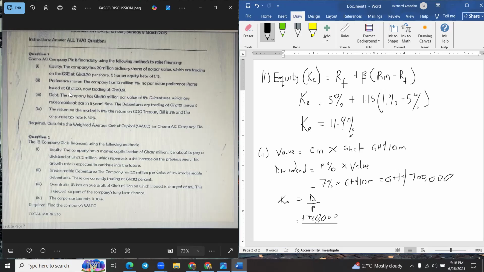So let's go back to II. What is the market value? It says it is now traded at 0.91. So 0.91.